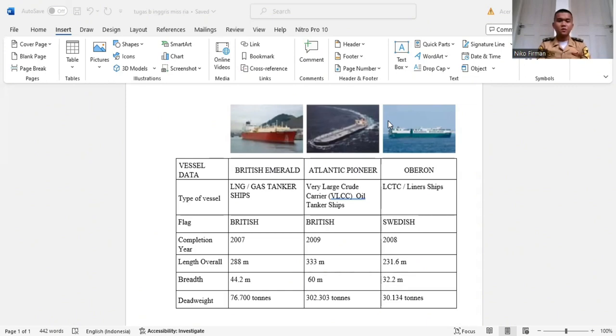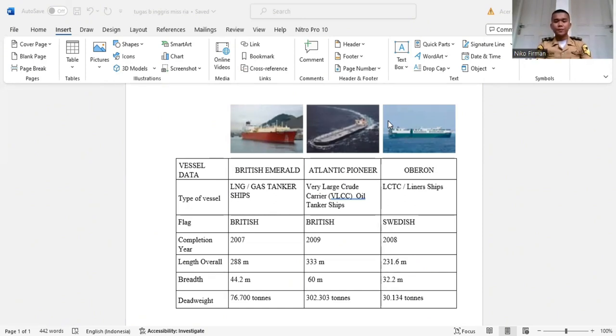And secondly, is Atlantic Pioneer vessel. The type of vessel is very large crude carrier, or VLCC, oil tanker ships. The flag is British. The completion year is 2009. The length of hull is 333 meters. The breadth is 60 meters. The dead weight is 302,303 tons.